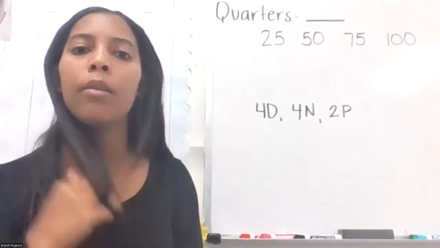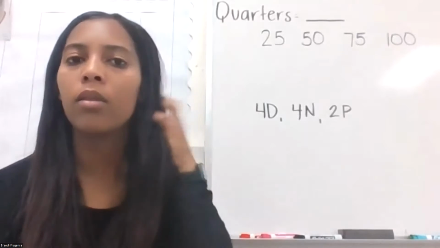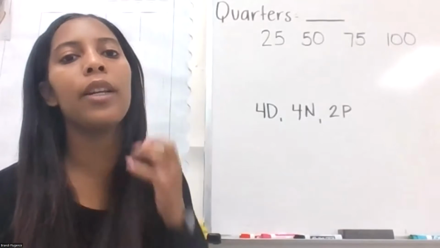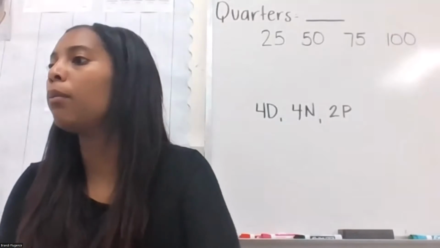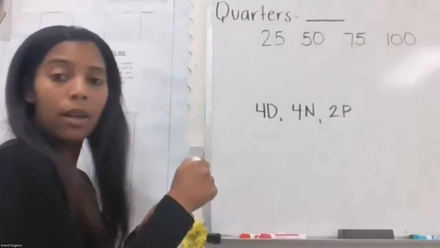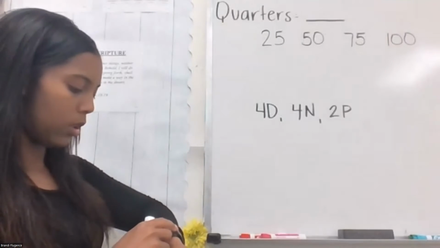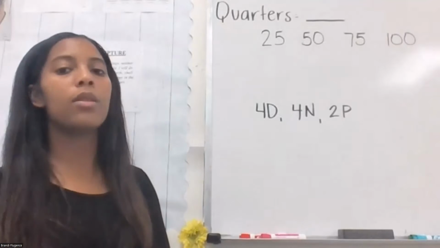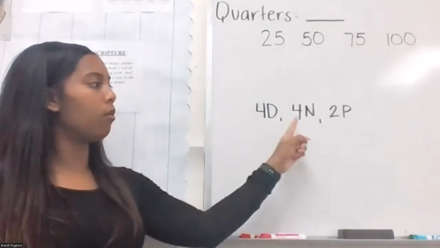Okay, we ready? Anybody has an answer for us? 4 dimes, 4 nickels, 2 pennies. What you got? 57. All right, she says 57. Let's count it out for us. 10, 20, 30, 40.